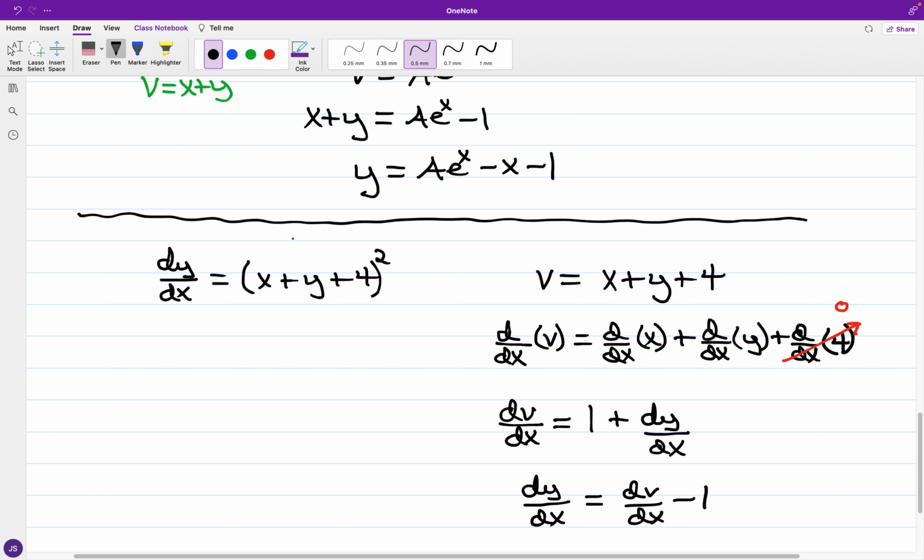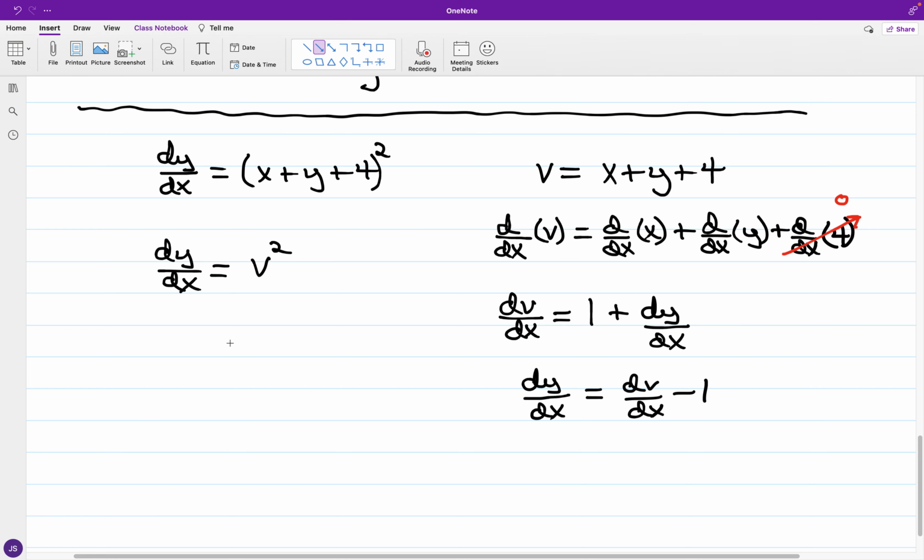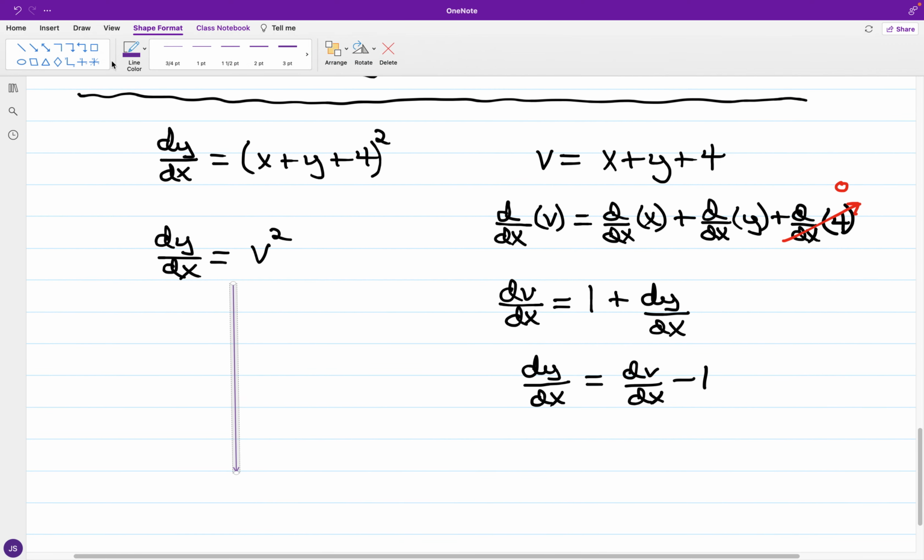And if you notice, having set v equal to x plus y plus 4, reverting back to the original equation, dy over dx we have as the square of x plus y plus 4, and with v set equal to that sum, in terms of the variable v, we have that dy over dx is equal to v squared. And looking at what we have now, both forms of dy over dx are in the form of the variable v.